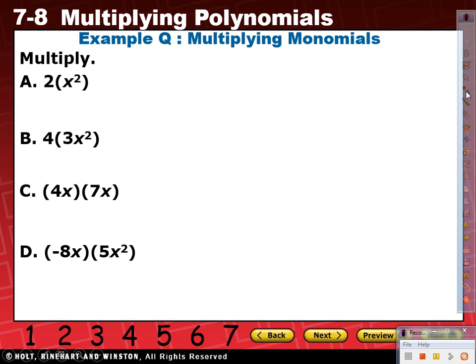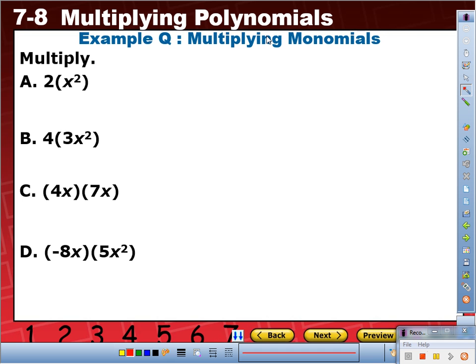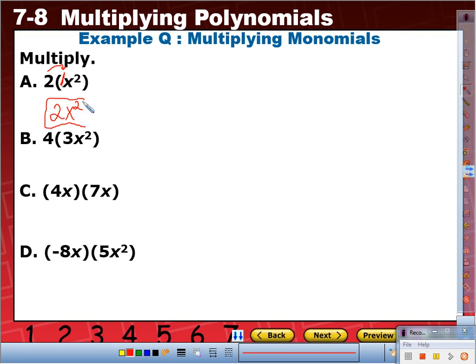So here we go. It says multiplying polynomials, but right now we're going to be multiplying monomials. Here's a monomial, and here's a monomial. When we multiply these, we already know that there's an invisible number that is the coefficient of this monomial. Does everybody see it? No, because it's invisible. But we know that it's what number? 1. So to multiply this, we're going to multiply numbers with numbers. What is 2 times 1? 2, and I just bring down the x squared, and I'm done. That's called the distributive property.